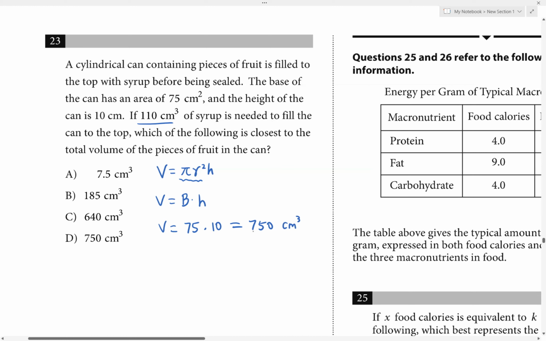Right, and now we know in this can, 110 of it is syrup, right? The rest is fruit. So we can do 750 minus 110. Whatever number we get here should be how much fruit we have, which is 640. Okay, 640 cubic centimeters. So that should be letter C for question 23.